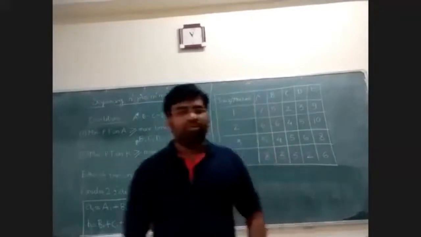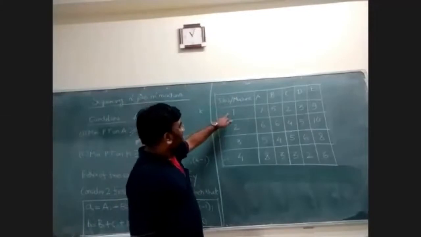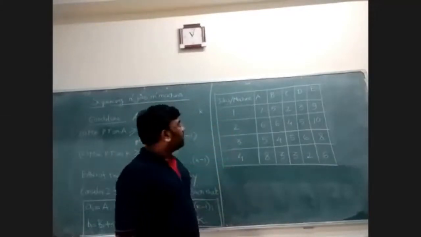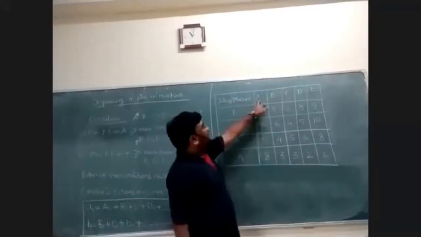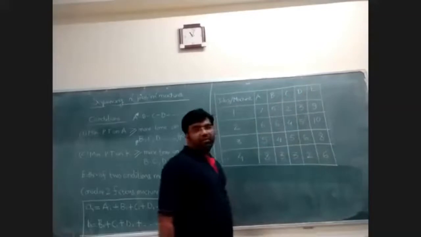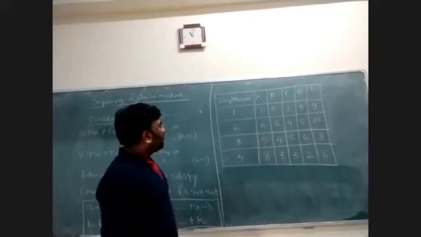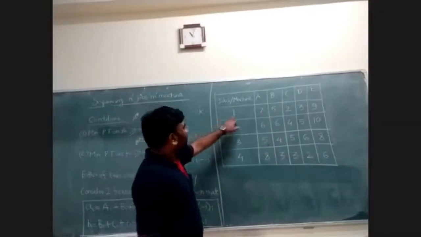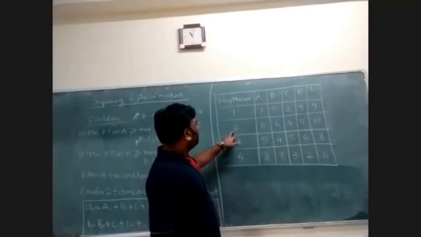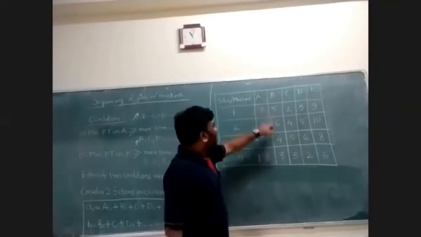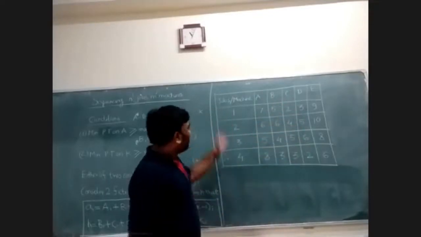So this is the problem that we have. There are four jobs that are given to us. Jobs are 1, 2, 3, and 4, and we have five machines. The machines are named A, B, C, D, and E. So four jobs and five machines. What we have is the processing time of each job on each machine. For example, job number 2 has the processing time of 6 on A, 6 on B, 4 on C, 5 on D, and 10 on E, and likewise.